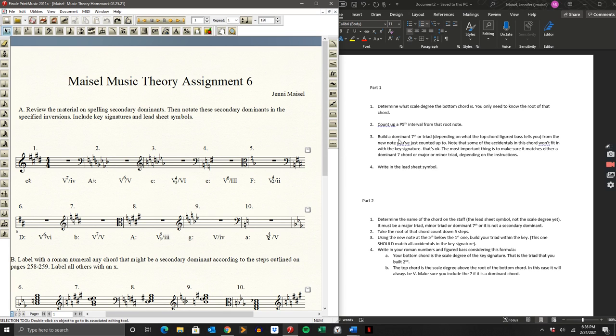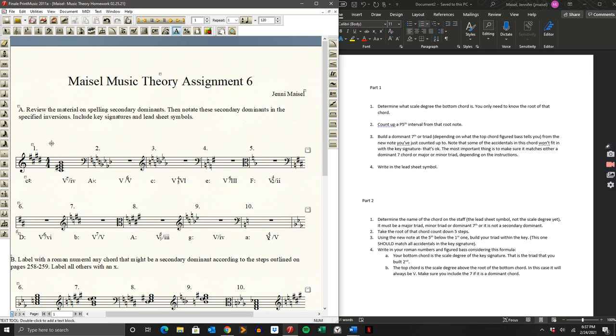And then you want to go ahead and build your dominant 7th or triad, depending on what's given to you, based on that note that you just counted up to as the base, which in our case will be a C sharp. So we can see that it is going to be a 5 dominant 7. So let's take that C sharp, put it in as the root, and then we just build a dominant 7th from there. So a C sharp, E sharp, G sharp, and B natural is what your chord is going to be. And of course, we know that that G sharp does not fit in with the key signature. That's okay. That's why it's a secondary dominant.